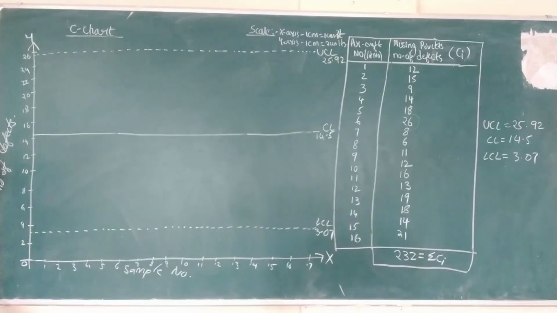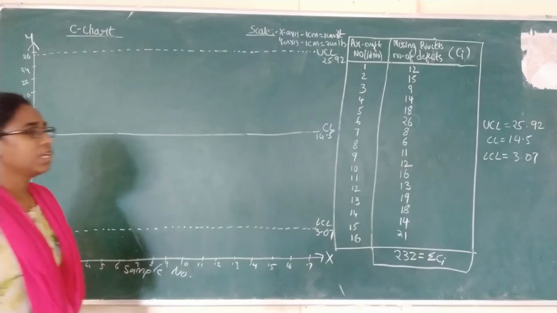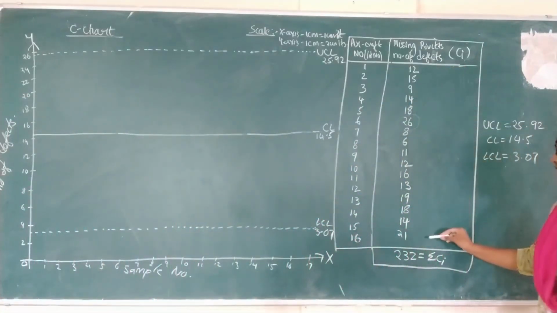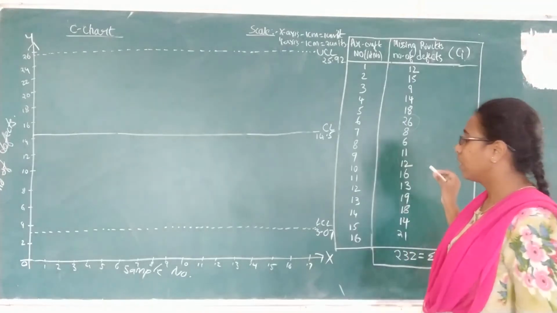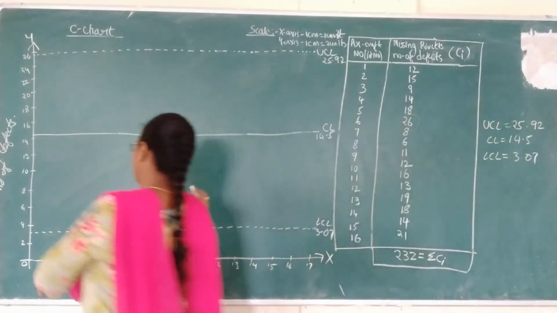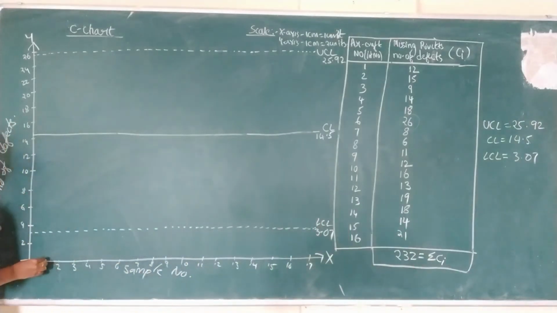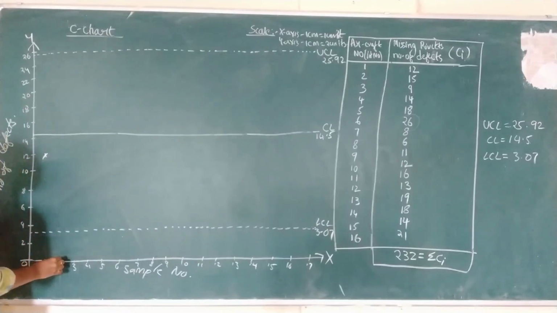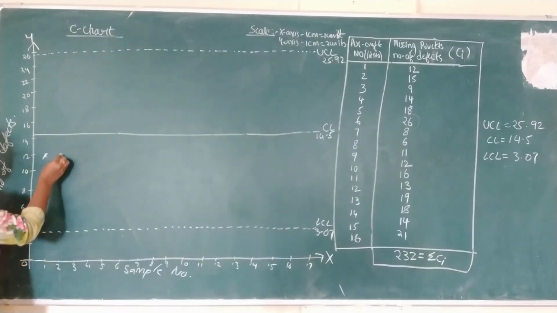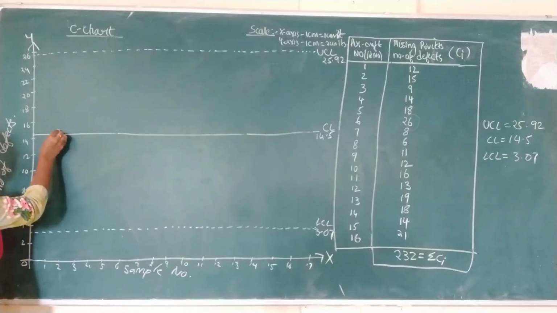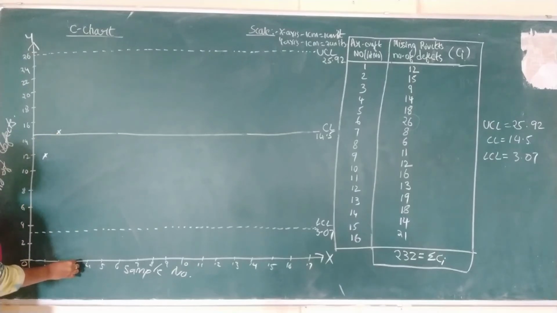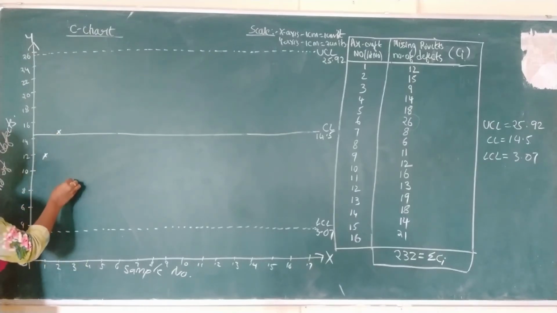Next is plot the number of defects. So what are the CI values? These are all the different CI values. So first, corresponding to first sample, the CI value is 12. Next for the second sample, CI value is 15. Next for the third sample, CI value is 9. So in between 8 and 10 you will get the 9.